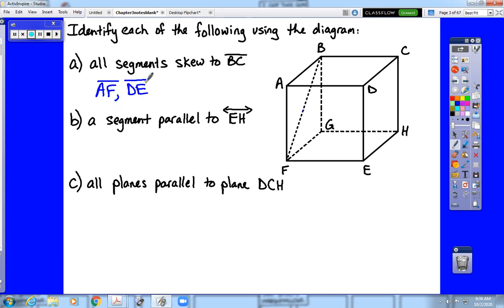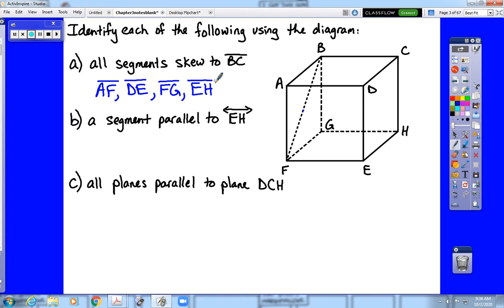Those 2 would pass in front of BC. They would not intersect BC. And then the 2 bottom edges that go from the front to the back, FG and EH. Those are both skew as well because they would pass underneath BC in 3 dimensions.